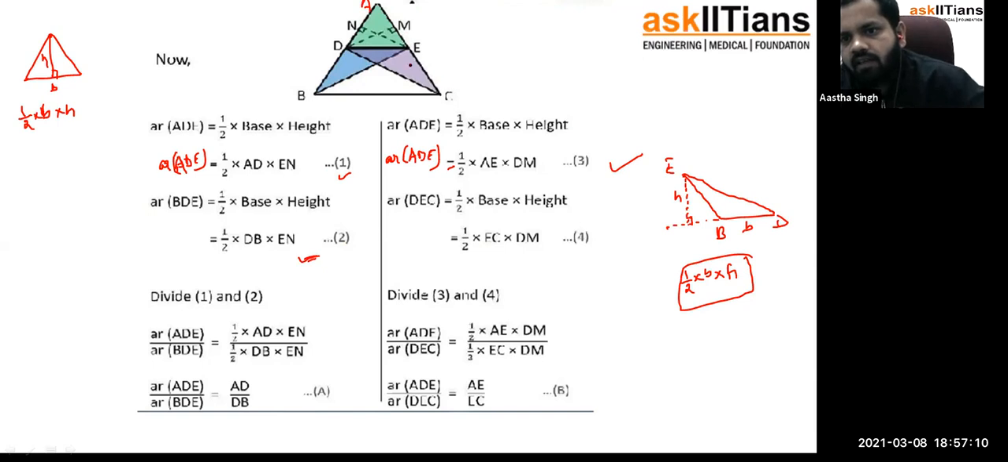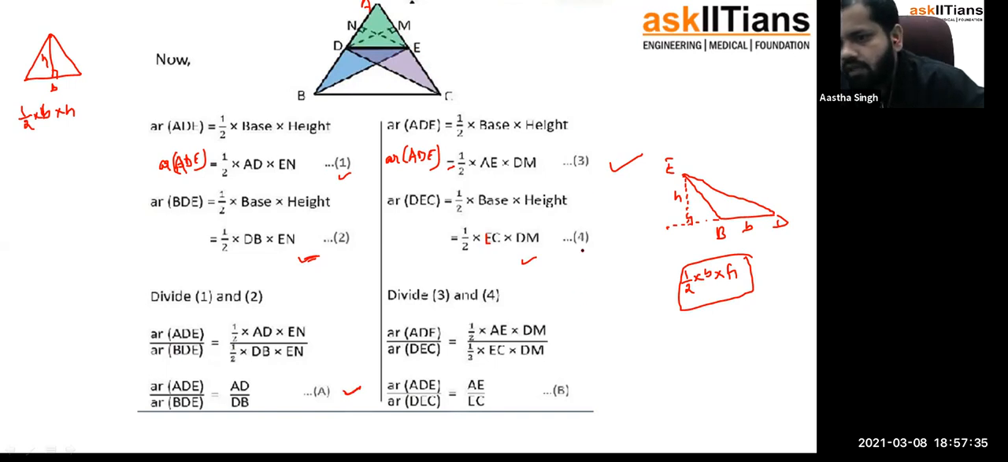And DEC, the same way, half EC into DM, the same way, right? If you think about equation one by equation two, if you divide equation one by equation two, ADE upon BDE, half and half will cancel out, EN and EN will cancel out, you will get AD upon DB.